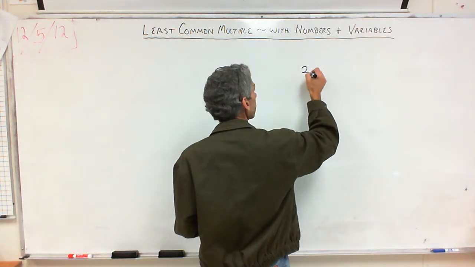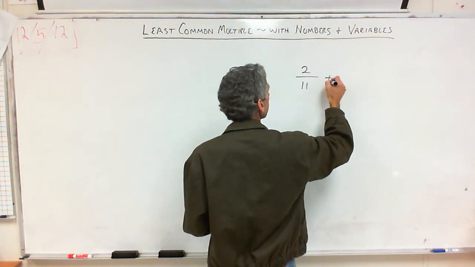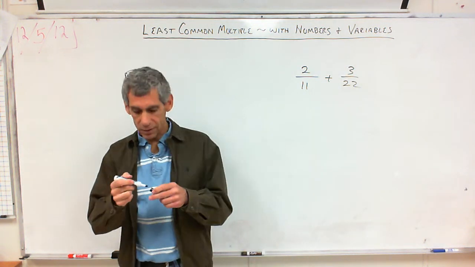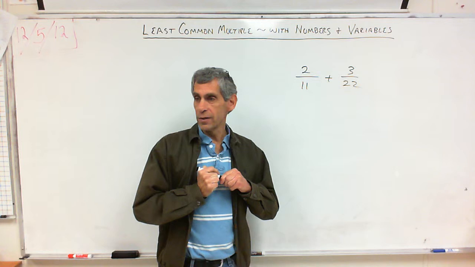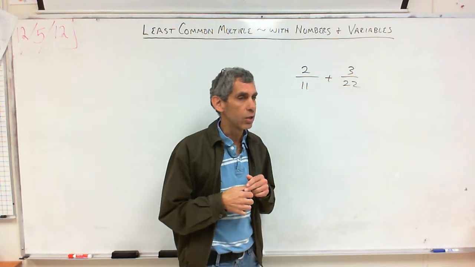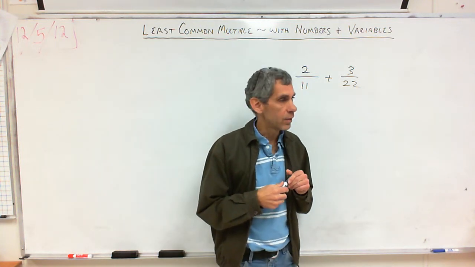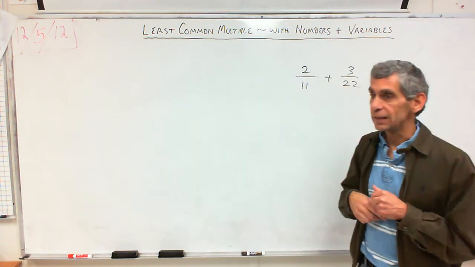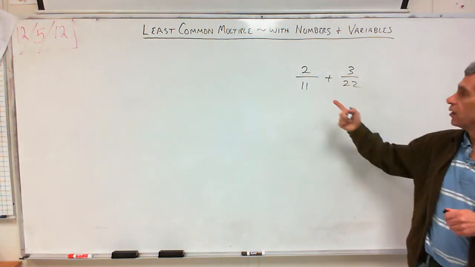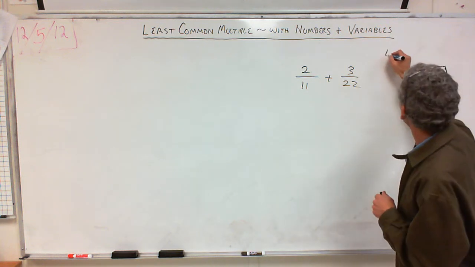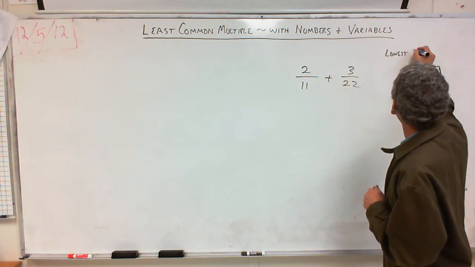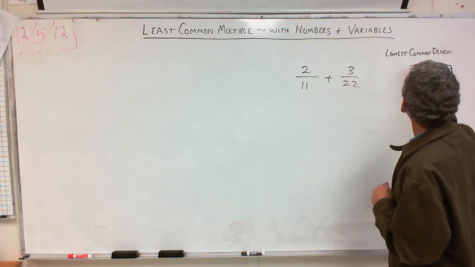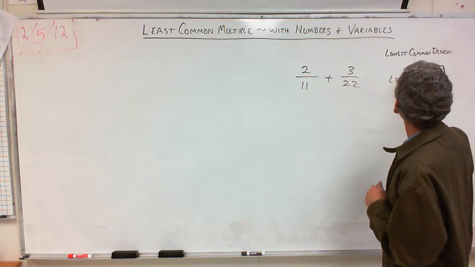When I give you something like this, what would you need to do that? The common denominator. A common denominator. What do they usually call it? They call it the lowest common denominator. That is the least common multiple. To find the lowest common denominator, the lowest common denominator is the same thing as least common multiple.